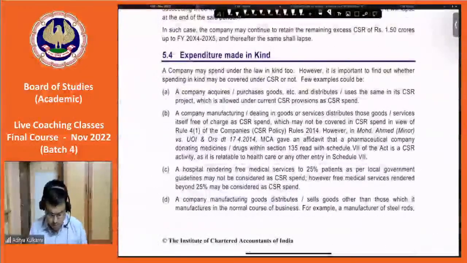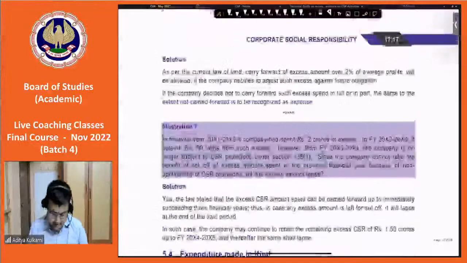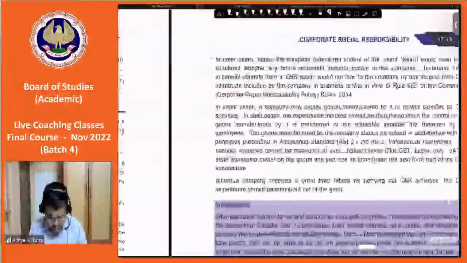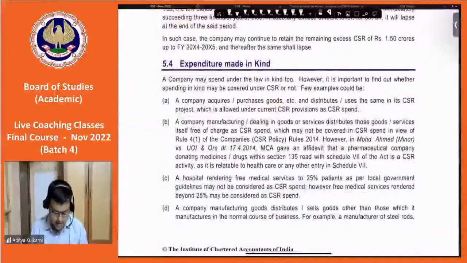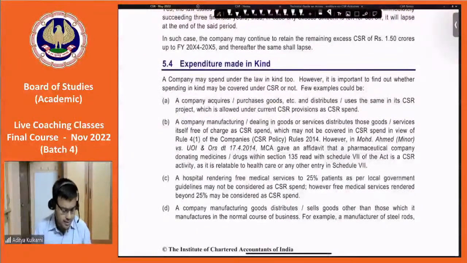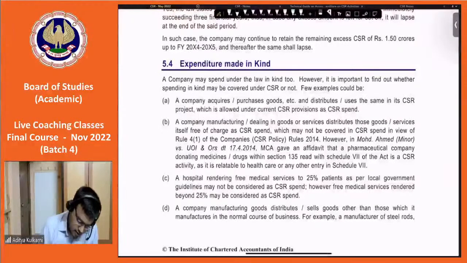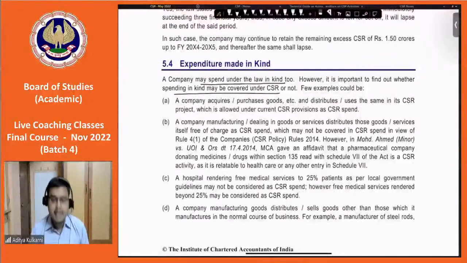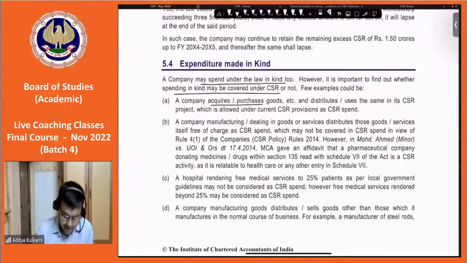Now, can you spend in kind? Here there is a small issue. Some inconsistencies are there, so I will refer to that as we go. Now, expenditure made in kind. A company may spend in kind also. That means not necessarily cash. It may choose to give goods. It may choose to give some articles. It is important to find whether spending in kind is covered under CSR or not. For example, company acquires or purchases goods, not manufacturing. This is not manufacturing. Be careful.